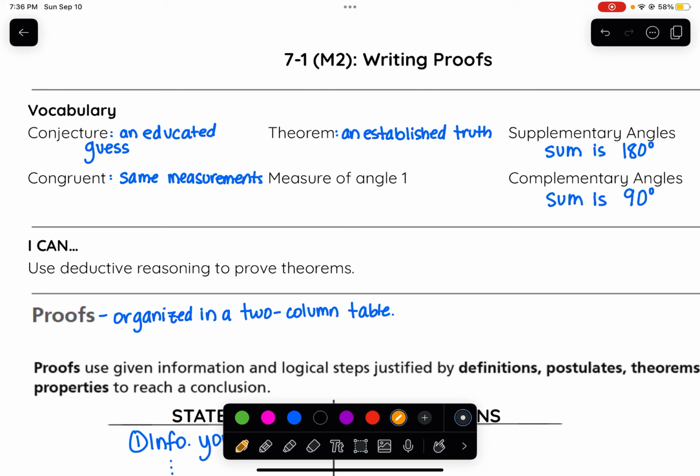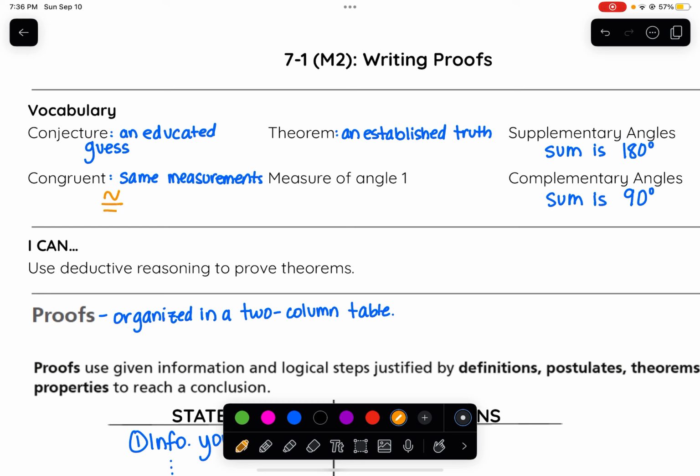Today we're going to look at our introduction to writing geometric proofs. Some vocabulary that we'll use: a conjecture is an educated guess. Congruent means we have two figures that have the same measurement. So two angles that have the same measurement are said to be congruent.